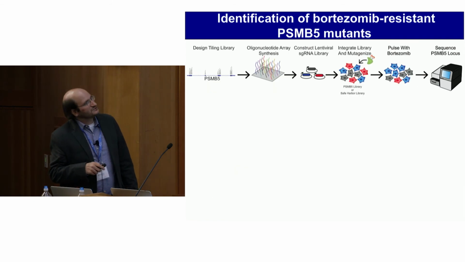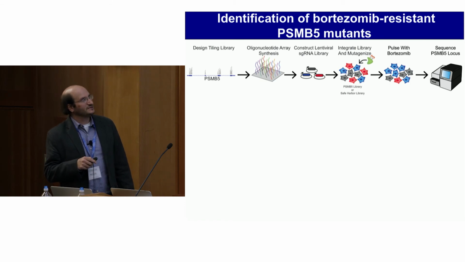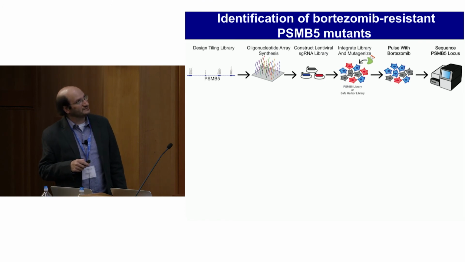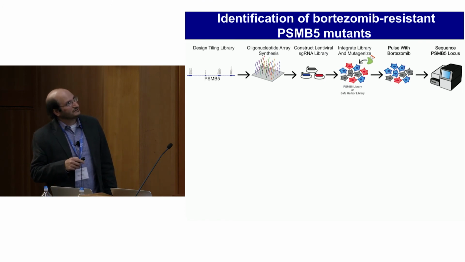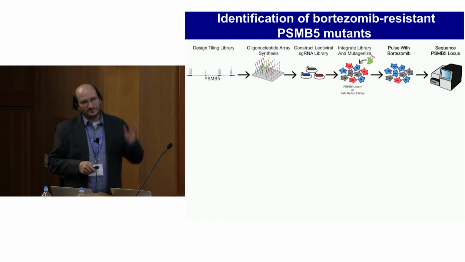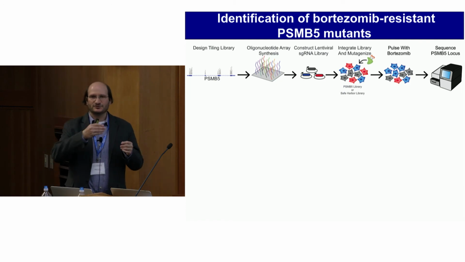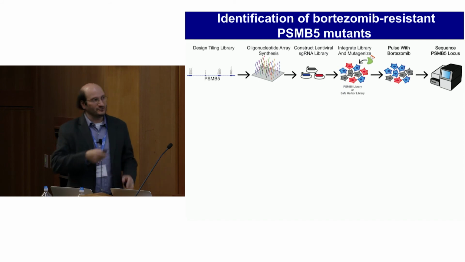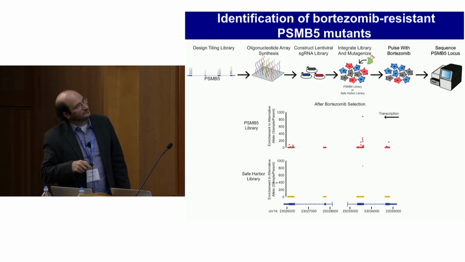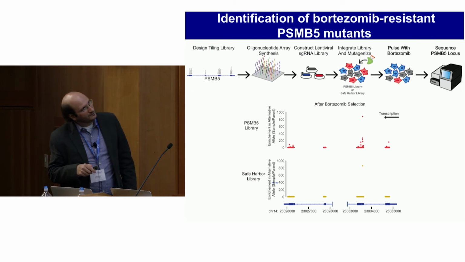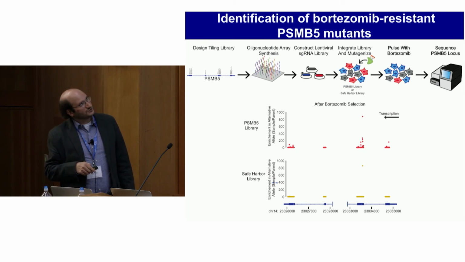The more interesting one was to do a tiling mutagenesis of PSMB5. This is a proteasome subunit and is the target of the chemotherapeutic drug bortezomib. So what we did was we took a library of guide RNAs targeting the entire protein coding region. We introduced this mutagenesis machinery, and then we pulsed with this drug, bortezomib, and asked for cells which now become resistant to this chemotherapeutic drug. And what you can see is we could recover, in a PSMB5 targeting library, but not in a library targeting these safe regions in the genome, mutations that confer resistance, which was actually quite nice to see.